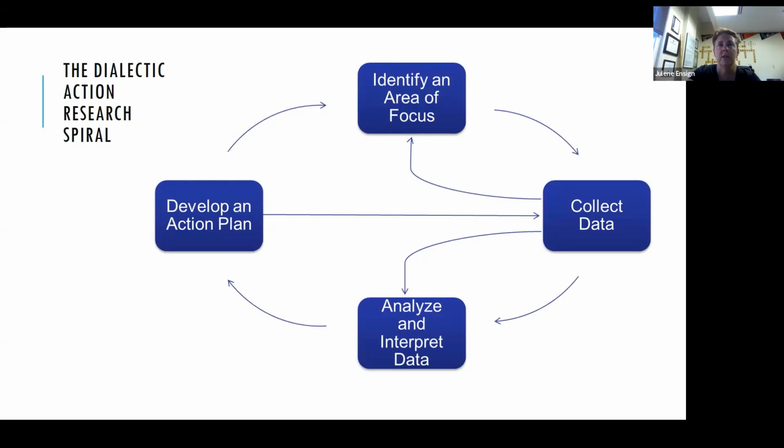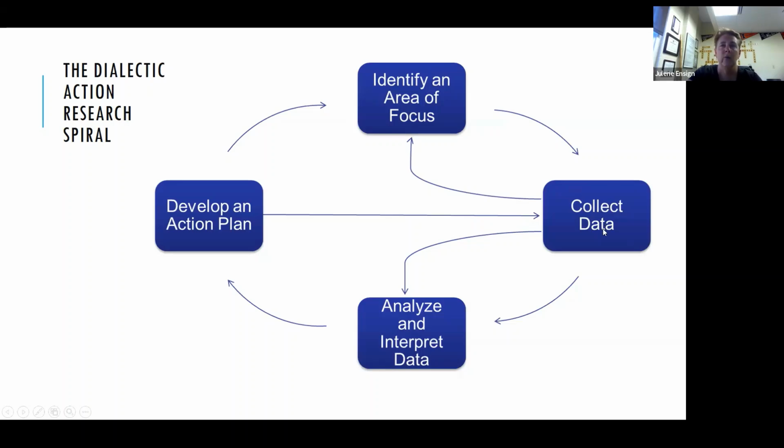So this is an example of the spiral, and you can see here at the very top, we identify an area of focus. From that area of focus, we collected data. As we're collecting the data, it might also create a need to work through another area of focus. Something comes to our attention because we're collecting data that we also need to focus on. So then we might spiral back to identifying an area of focus and collecting more data.